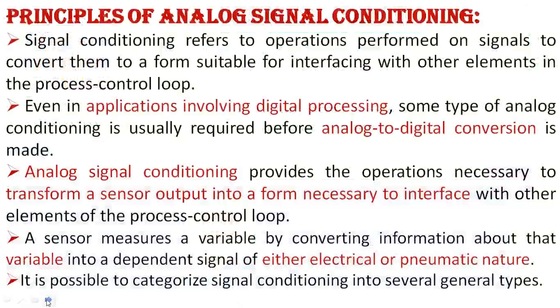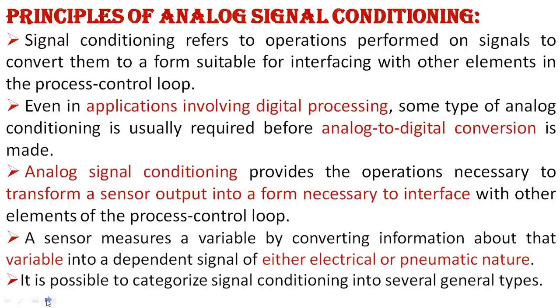So, starting with the principle of analog signal conditioning: why is analog signal conditioning needed in an electronic system or device? Signal conditioning refers to operations performed on signals to convert them to a form suitable for interfacing with other elements in the process control loop.